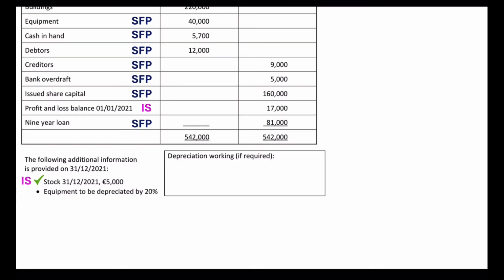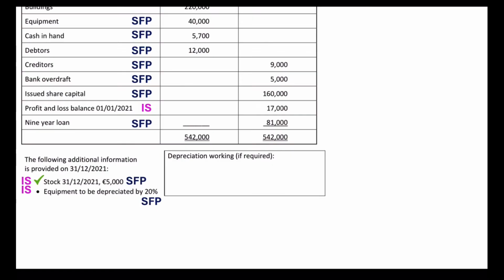Then we have the information at the bottom. So you saw that they already have the closing stock put into the income statement, but we also will have to put it into the statement of financial position because that is going to be an asset, something that they own at the end of the year. And then equipment to be depreciated by 20%. So equipment depreciation is an expense in the income statement, and then it is also taken away up in the fixed assets at the top of the balance sheet.